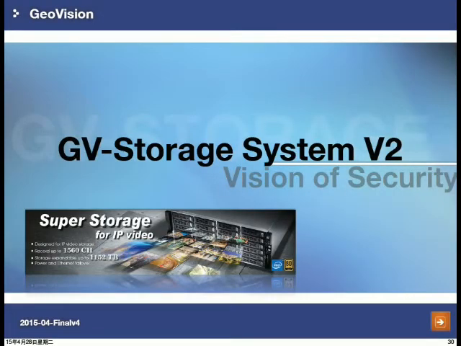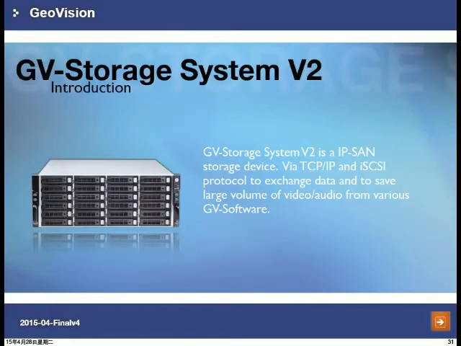Okay, the next topic is called GV Storage System V2. So let's take a quick look at the definition here. GV Storage System V2 is an IP-SAN storage device. Through the TCP/IP and I2C protocol, it exchanges data and saves large volumes of video and audio from various GV software. It's kind of hard to understand, right?